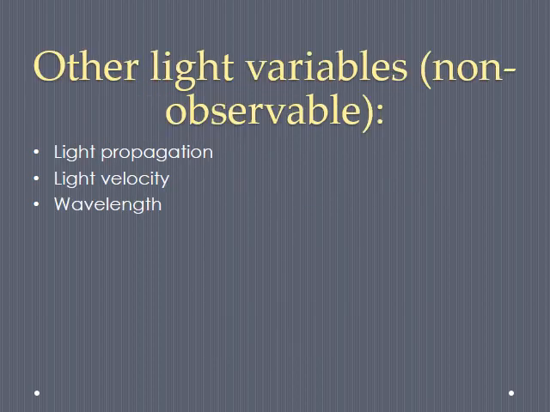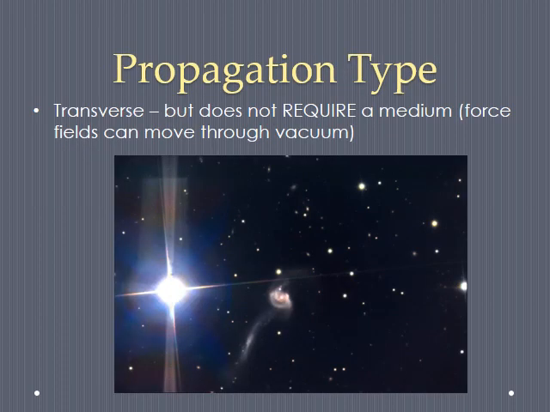The other light variables are not things that our eyes or brains can detect or interpret, but we do know a lot about the type of wave that light is, and the velocity of light, and the wavelength of light based on other scientific measurements. So it turns out that light is a transverse wave, so it's jiggling up and down, and we'll do some demonstrations in class that will prove that a little bit later on.